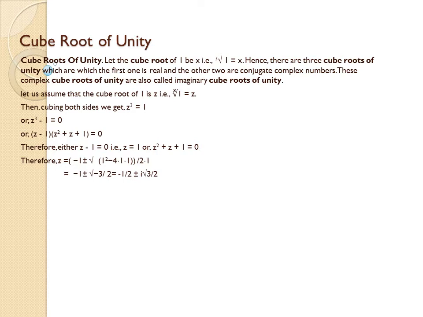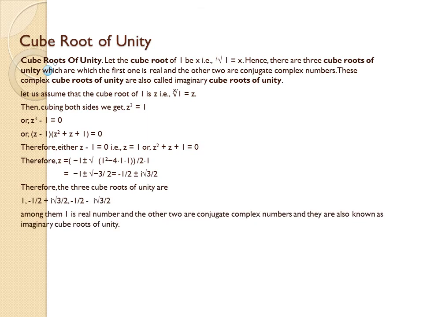One is z equal to 1, another one is minus half plus i root over 3 by 2, and the third one is minus half minus i root over 3 by 2. 1 is the real number, the other two are conjugate complex numbers. We can see that here minus half plus i root over 3, and what is the conjugate of this? Minus half minus i root over 3. So they are known as imaginary cube roots of unity.